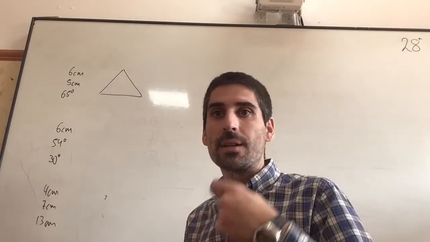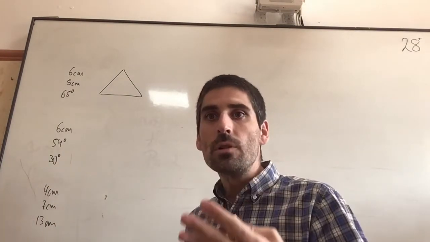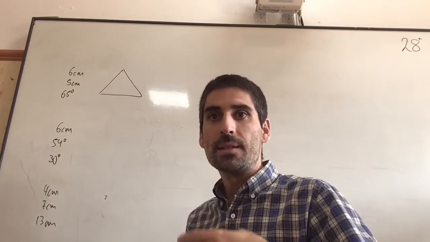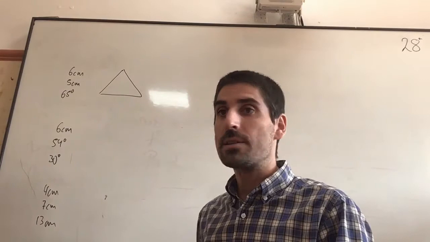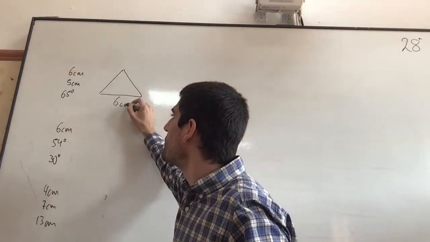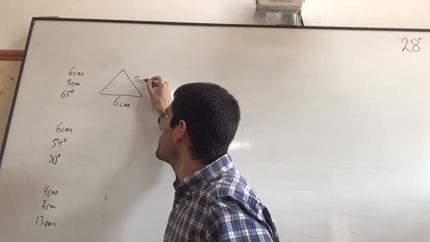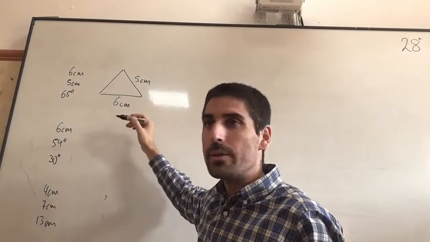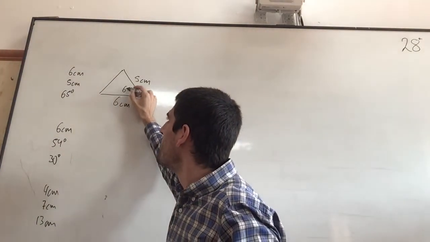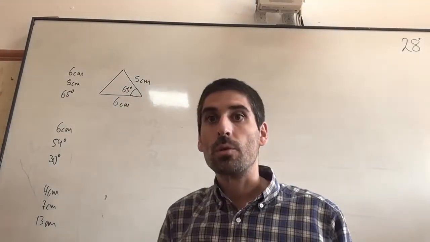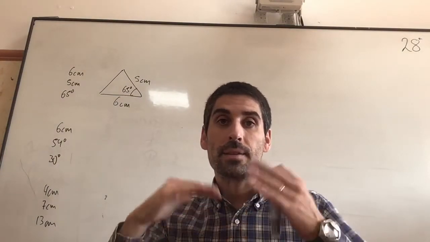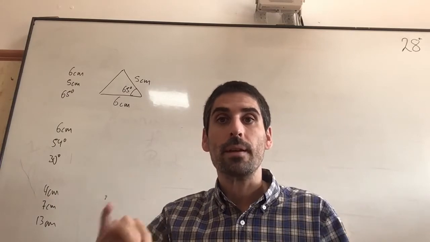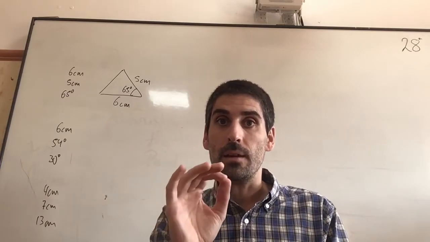And the sketch doesn't have to be accurate, it doesn't need to look like the final thing, it's just there to convey information. So I am told that I've got two sides. One is 6 centimeters long, the other one is 5 centimeters long, and the angle between them is 65 degrees. So my sketch will look like that, okay? And like I said, it doesn't have to be accurate, it doesn't have to look like the final thing or the real thing, it's just there to convey the key information.